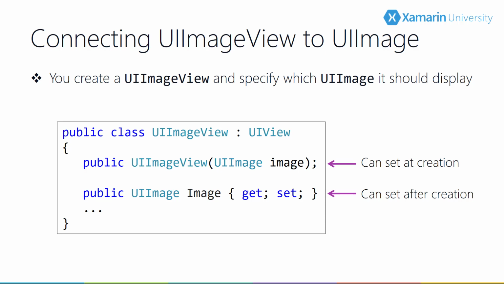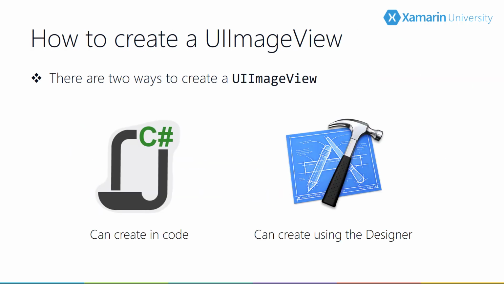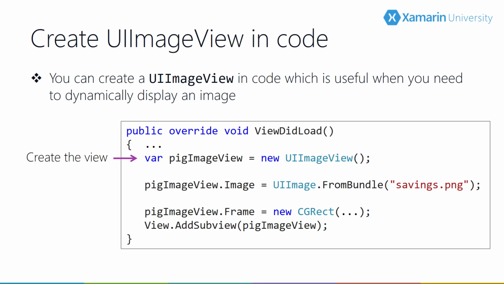Now, when it comes to creating a UIImageView, there are actually two different ways. We could do it in C# code, or we can use the storyboard designer. Doing it in code is fairly straightforward. First, we create the UIImageView, so we instantiate the view. Then we assign the image property. We could use either FromBundle or FromFile to get that UIImage object. Alternatively, you could also do this in the constructor of the UIImageView. It's up to you. And then finally, we would want to display the UIImageView on the screen. We would do that by setting the frame property and positioning it on the screen.